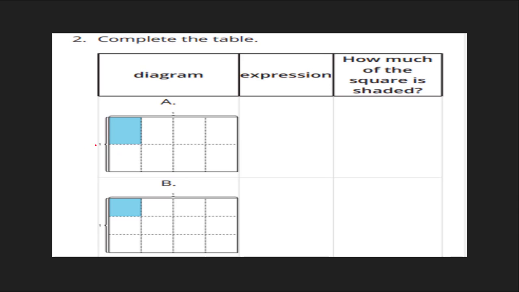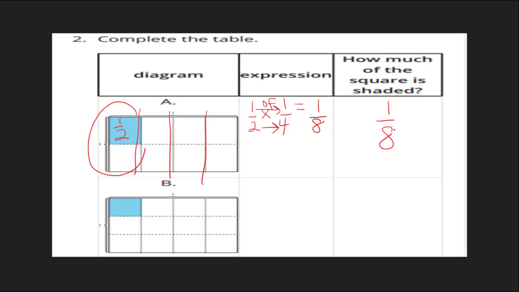Okay, so this one, let's look at this one as columns. We have 1, 2, 3, 4 columns. So we have a half of the first column. So one expression could be a half of one of the 4 columns. So a half times a fourth is 1/8. So we have 1/8 shaded.